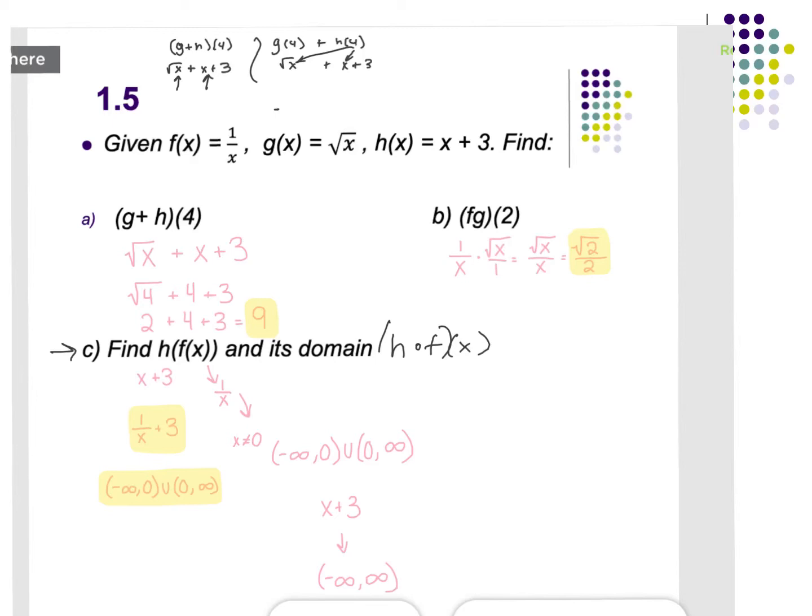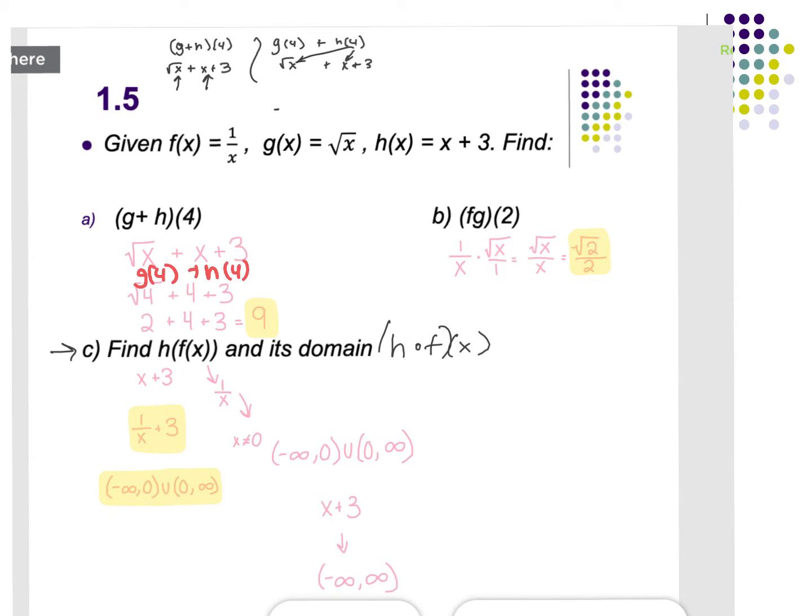All right, so 1.5. I put 2 slides because there was a second one I added. This is all the combined functions when you're dealing with equations, like the algebraic ones. So with A, you could have either taken G and added it to H and then plugged in the 4, or you could have done the G of 4 and the H of 4, which is basically what's here. G of 4 and then H of 4, and then added them together.